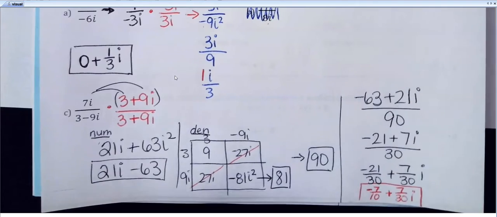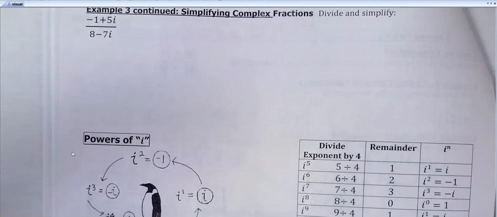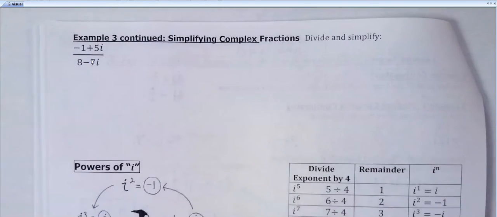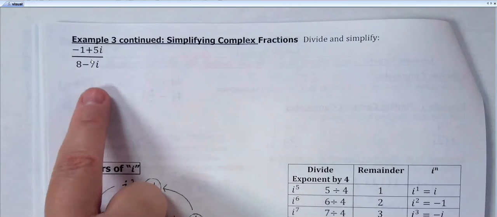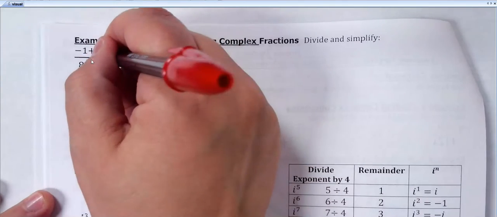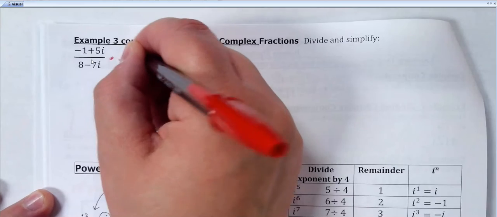Okay, I do want to do one more problem with you. So this is like the worst that it could possibly get. And then the part at the bottom, I promise, is quick. Okay, so this is the worst possible situation you could be in. You have a binomial on the top, so 2 terms, binomial on the bottom, 2 terms. Nothing reduces, nothing cancels here, so I've got to multiply top and bottom by the conjugate of the denominator. So all I've got to do is change this up to 8 plus 7i.